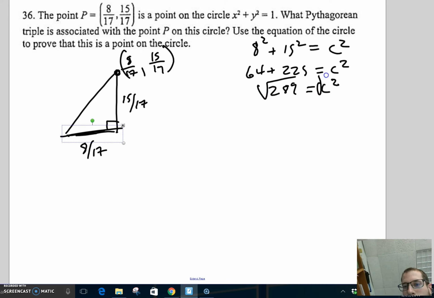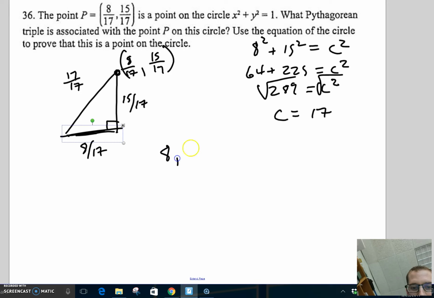Square root, I feel like it's going to be, yep, it's 17 squared. c equals 17. So this over here would be 17 over 17. So this is an 8, 15, 17 triple.